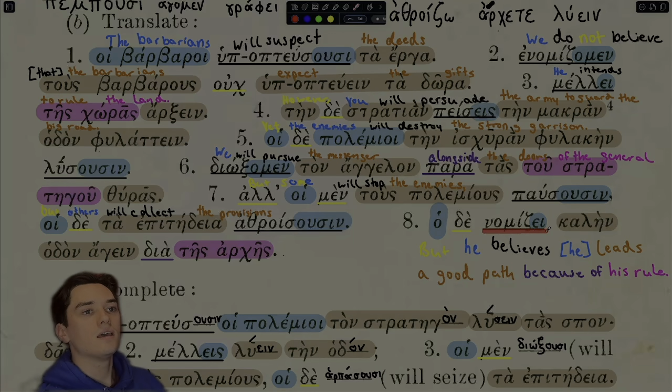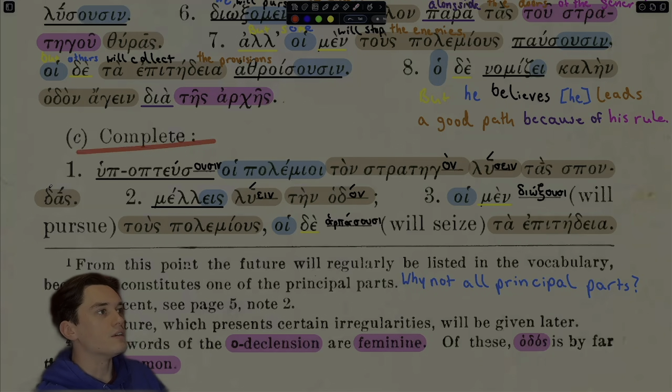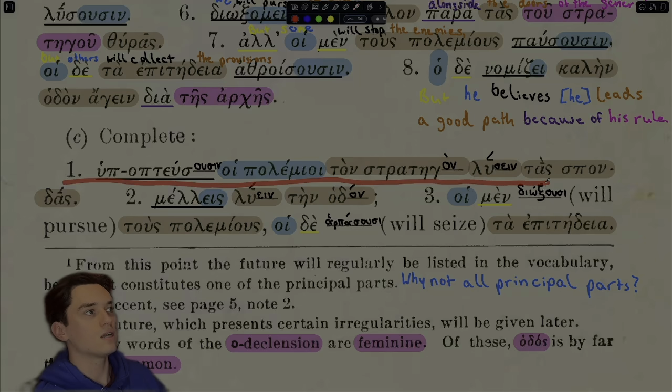Since nomidze is a head verb, expect an infinitive, agen, he believes, repeat him as the subject, he, agen, our infinitive in indirect discourse, leads, kalen hadon, a good path, dia, taking a genitive, meaning because of, tes, his, arches, rule. C, complete. 1. Hupaptusen hoi polemioi, tan strategon lusen, tas spondas.